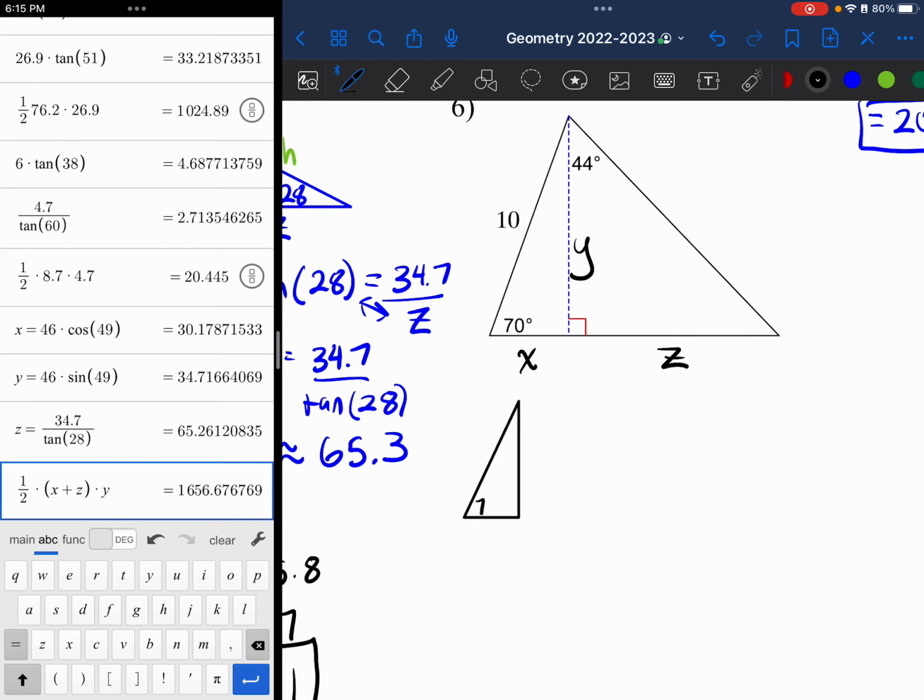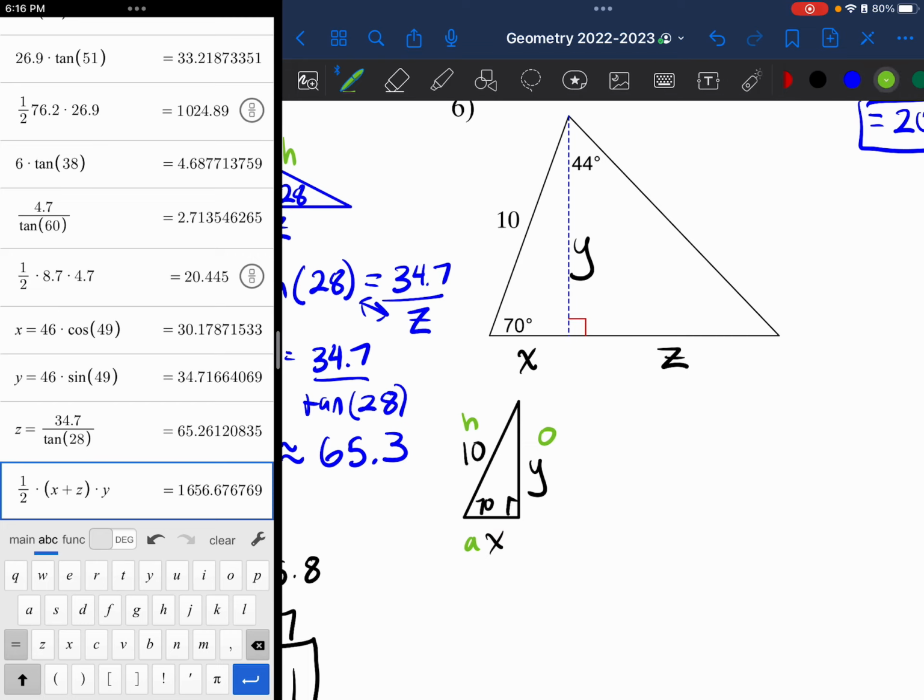And then we have a 70-degree angle down here, right angle here. We have an X, we have a Y, and we have a 10. Labeling this triangle with O, A, and H. Opposite of 70 is over here. Adjacent and hypotenuse. Let's find X first. To find X, I'm doing the H and A.